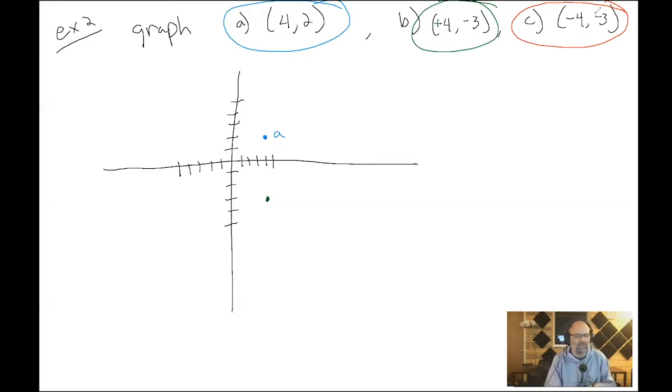Okay? How do you graph (-4, -3)? You don't. You go to the left 4 times. Now, this time it is left because it's a -4. 1, 2, 3, 4. And then what? You go down. Down 3. 1, 2, 3. So it's about right there. And on graph paper, obviously, this will be much easier.